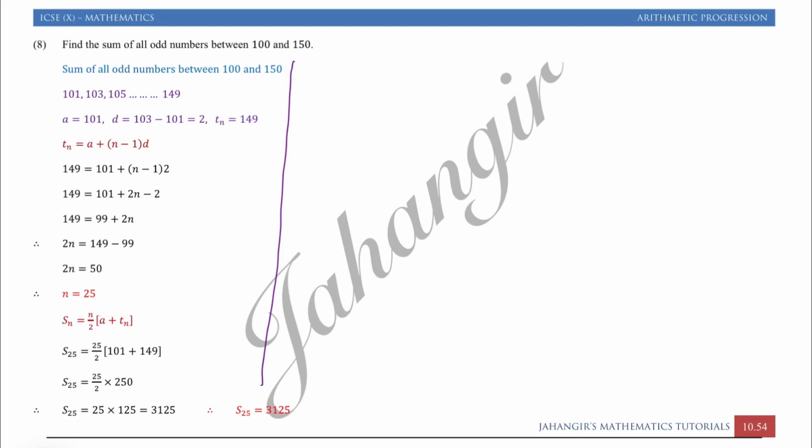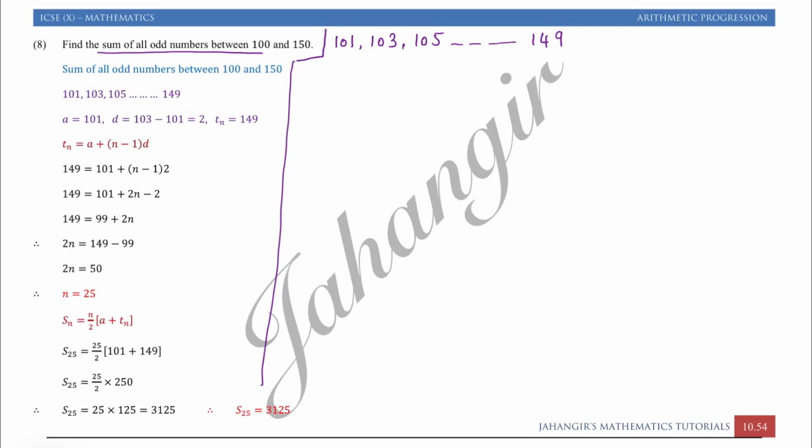Question number 8. Find the sum of odd numbers between 100 and 150. So from 100 to 150 we have odd numbers as 101, 103, 105. You know all these basic concepts, up to 149. 150 is again an even number, but we cannot take it when they say between. In between, the first and last term will not come.